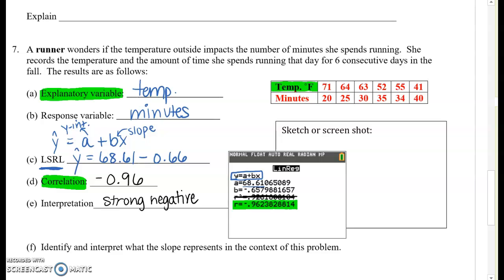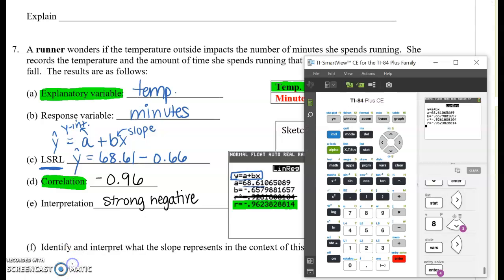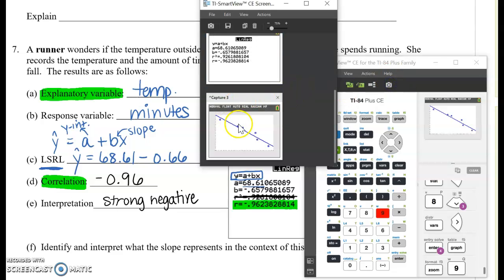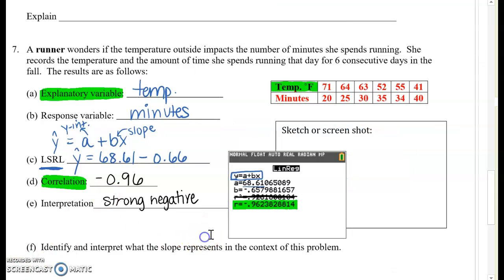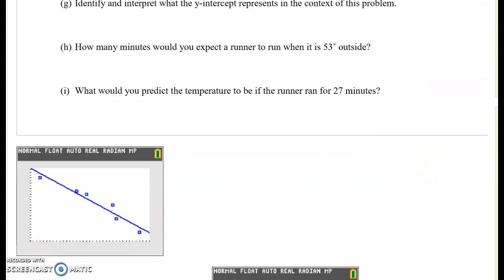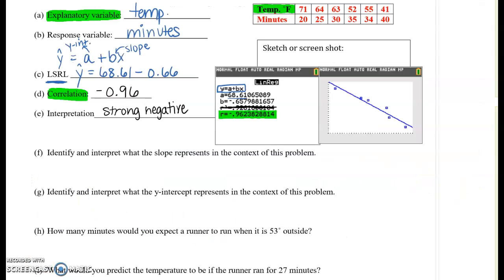Okay, so let's make our scatter plot. Let's go back to our calculator. And from here, you need to go to Graph and Zoom 9. Okay, that will give me my scatter plot. So I can take a screenshot of that, copy, and paste it to my document. Okay, there's my line of best fit and my scatter plot.